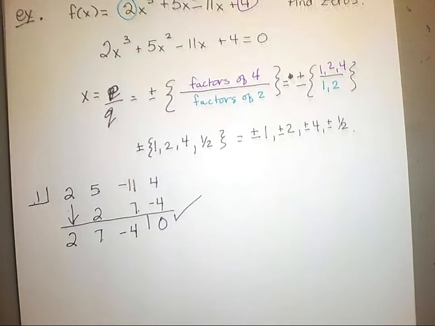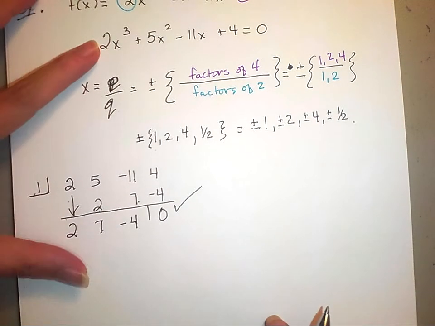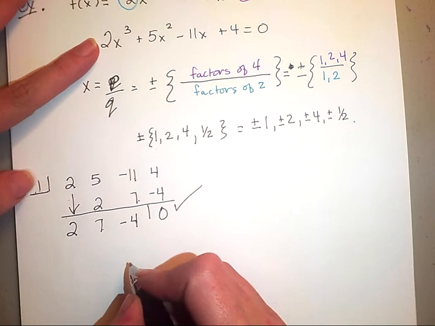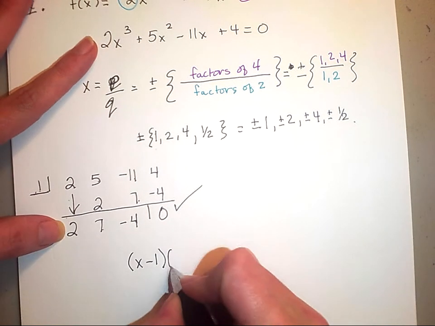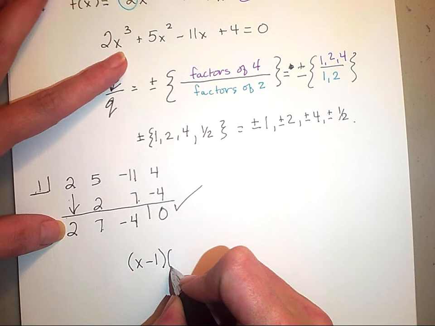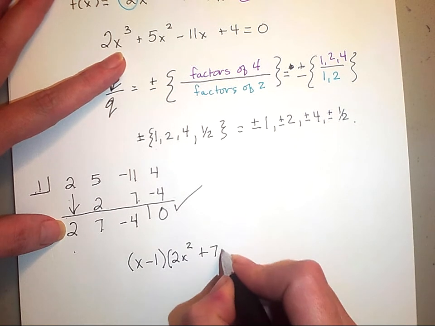Okay. So that means we can rewrite this. This will say that x minus 1 is a factor. And here will be our quotient. This is a cube, so this will be squared. 2x squared plus 7x minus 4 equals 0.